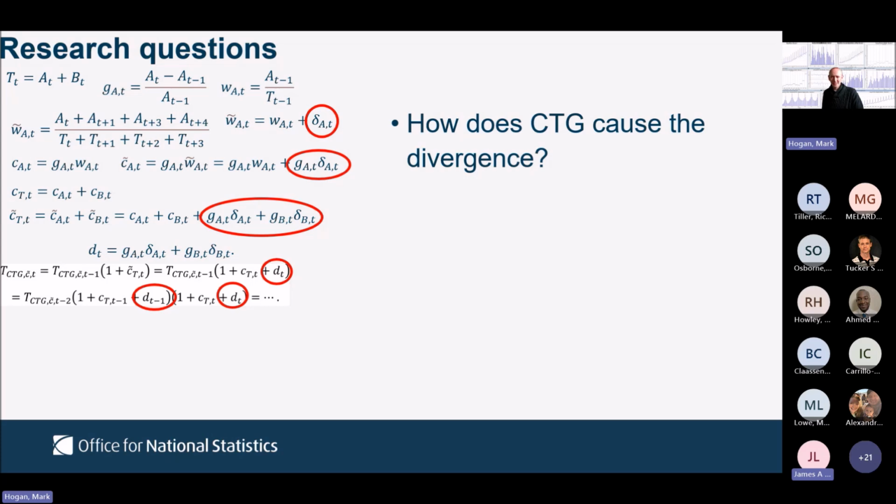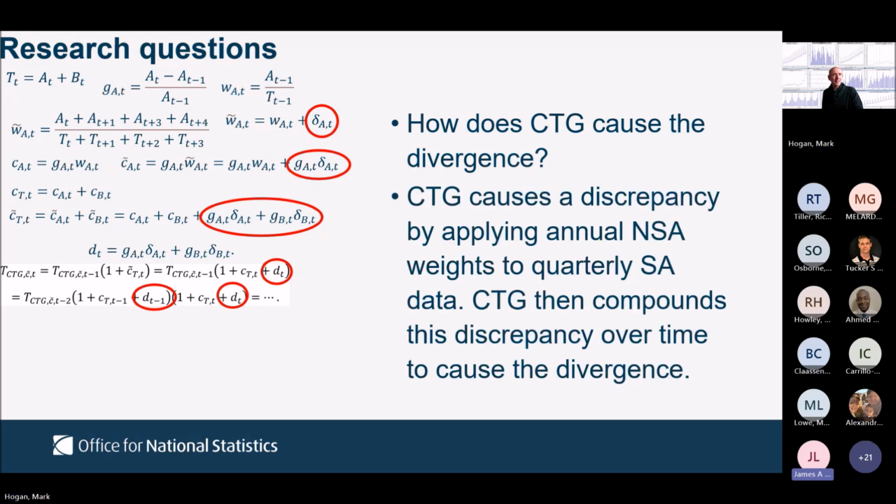So at this point, I was fairly satisfied that I'd found the cause of the issue. They're essentially taking annual weights calculated from non-seasonally adjusted data and applying them to quarterly seasonally adjusted data. And the way they use it is compounding this discrepancy over time.